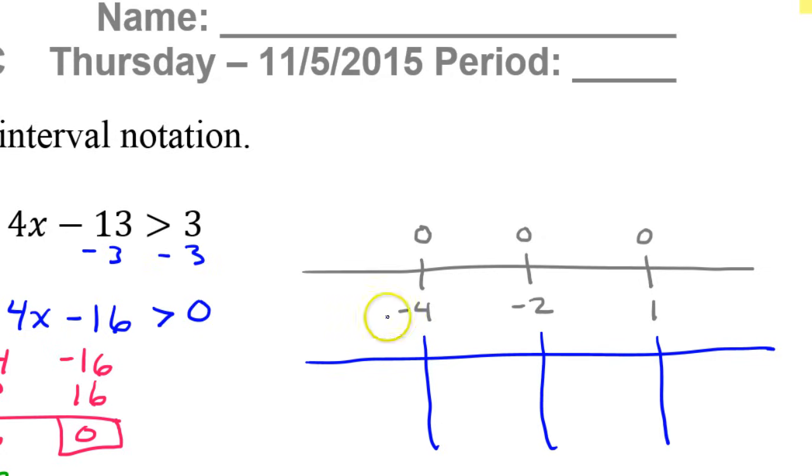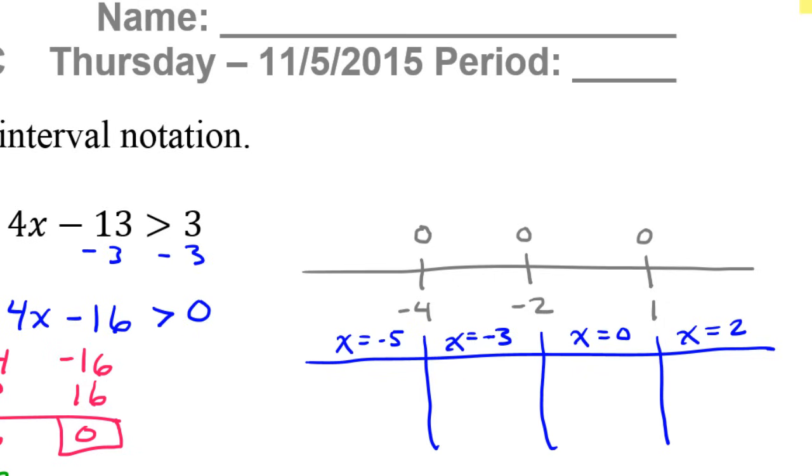Alright, so I need an x value in each one of these zones to test. To the left of -4, I'm just going to use -5. Between -4 and -2, how about -3? Between -2 and 1, how about 0? And to the right of 1, how about 2?